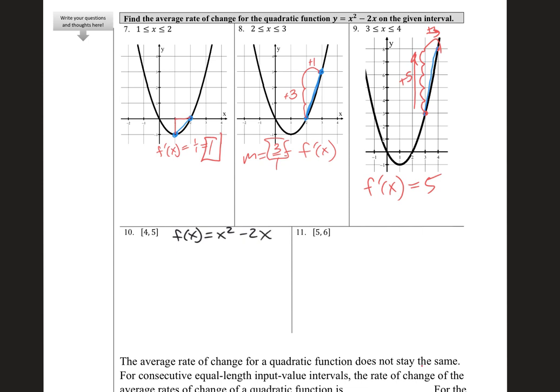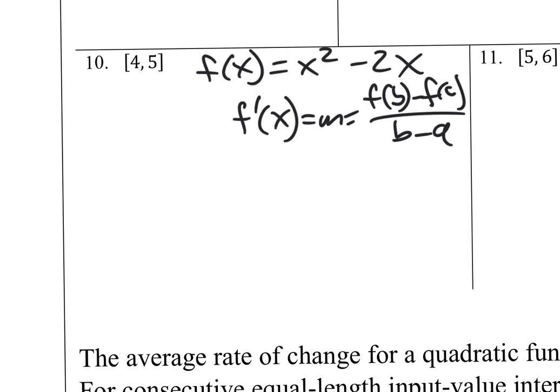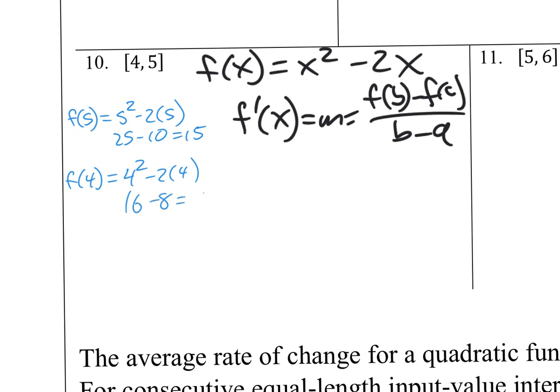And we know from the previous page that I can find the f prime, or the slope, by saying f of b minus f of a over b minus a. So let's just do that. To do that, we got to find out what our f of b is and our f of a is. In this situation, f of b would be f of 5. So that would be 5 squared minus 2 times 5. That's 25 minus 10, so that's 15. And we got to find our f of 4. So that would be 4 squared minus 2 times 4, or 16 minus 8, which is 8. We're just going to plug that into this fancy formula right here.